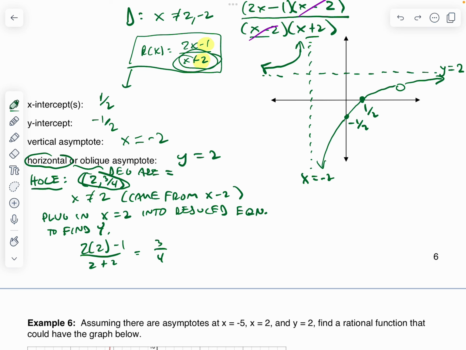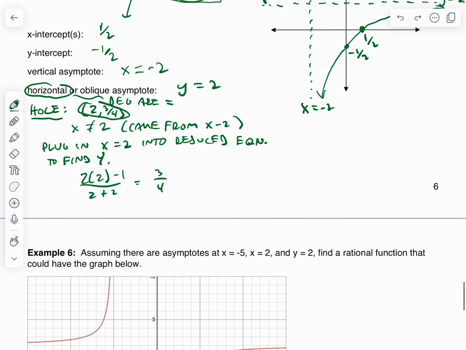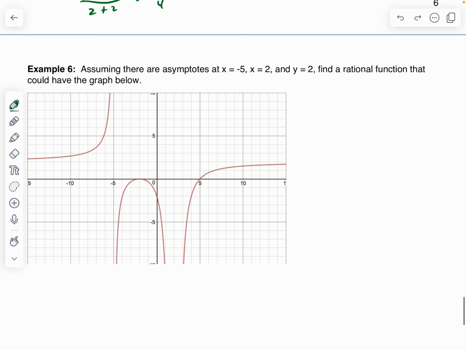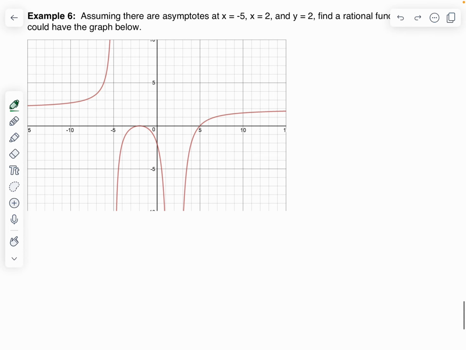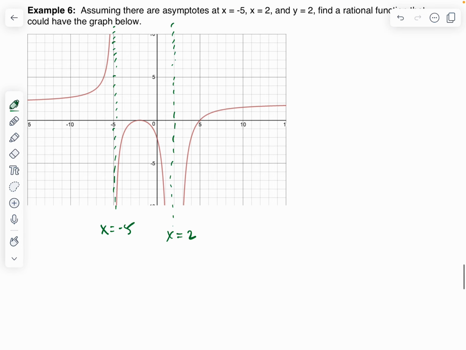All right, final example. This one's the easier one. We're just working backwards based off the picture. We're going to create the function that produces this graph. So just as a visual, I'm going to plot and label the asymptotes they give us. So we have x equals -5. They gave you x equals 2 as well. And what's the other one? y equals 2. So here's y equals 2.